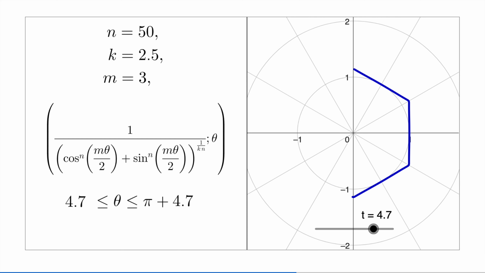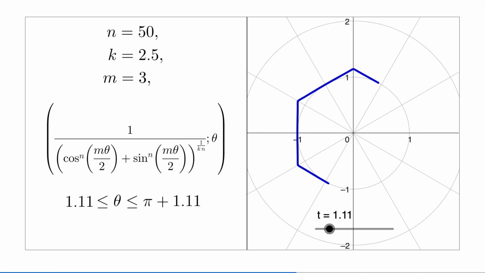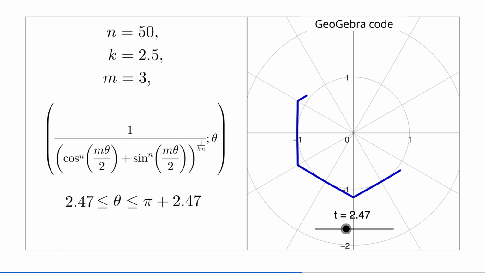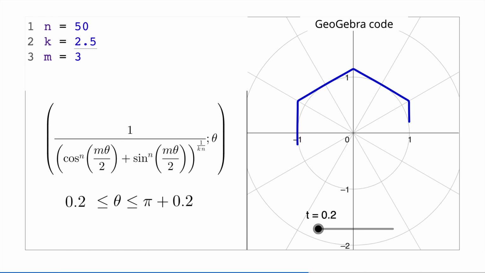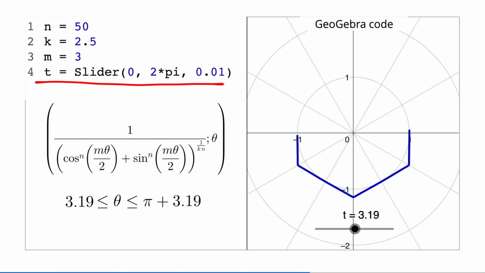Now we can explore this dynamically using GeoGebra, and to do so, we need to translate these expressions into GeoGebra code. The three parameters are easy, we just need to type the same values. Now since we want to animate the curve, we need to define the slider t from 0 to 2 pi with an increment of 0.01.